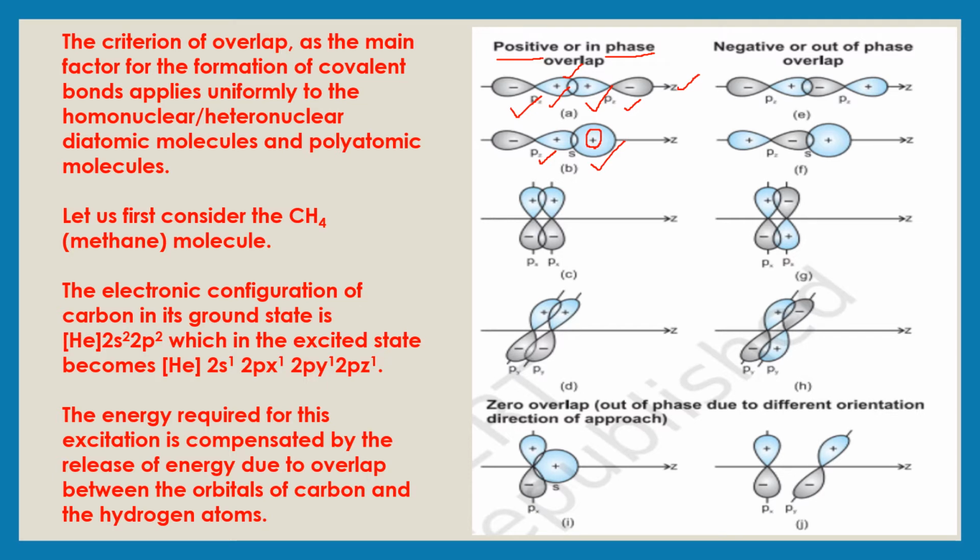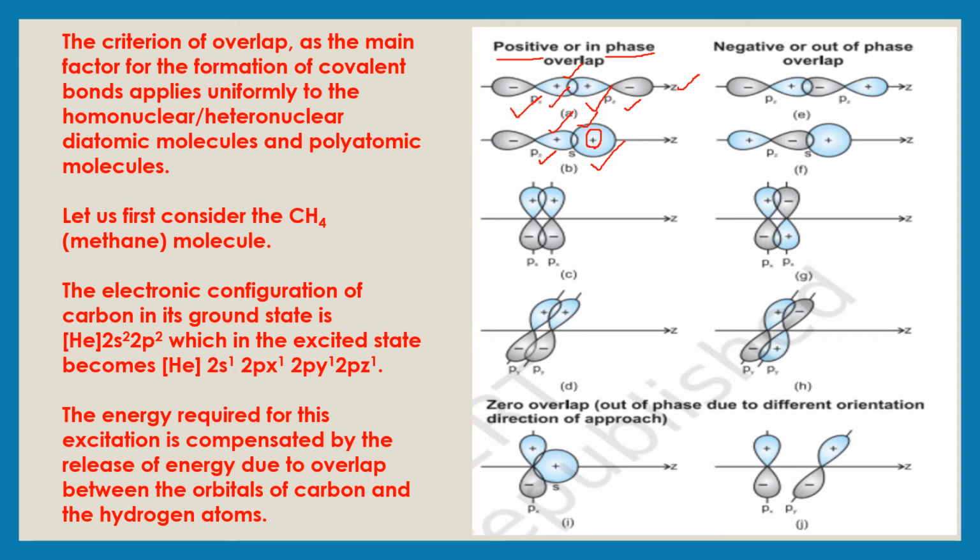Because the placement of a sphere in space cannot have any direction. It is spherical in shape, right? So by convention, positive. So whenever you show a positive lobe of a p orbital, always show the overlap, if it is overlapping with an s orbital, with the positive of the p orbital.